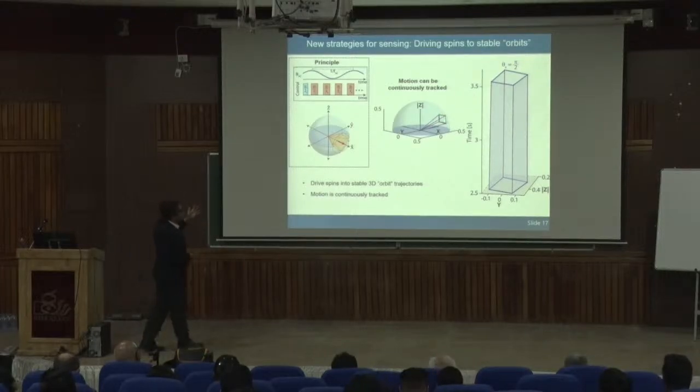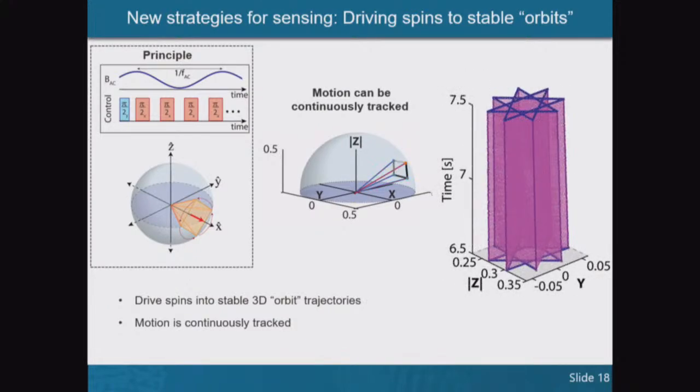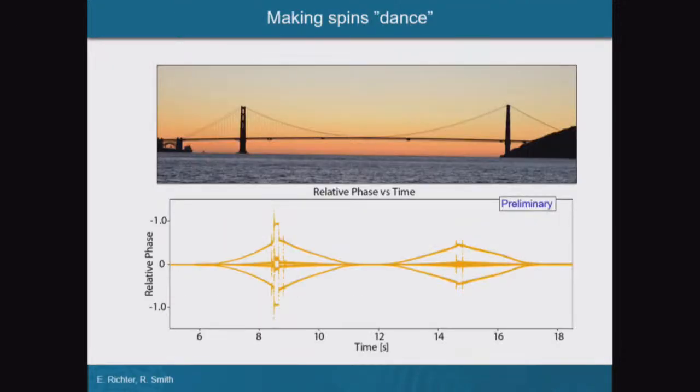And you can play all kinds of games now. You can make a screw. You can make a star. So my students have a lot of fun with the games that you can play with these spins. And this is the most recent incarnation. This is the Golden Gate Bridge, where we are from in Berkeley. Overlooking the Golden Gate Bridge, and this is time on this axis.